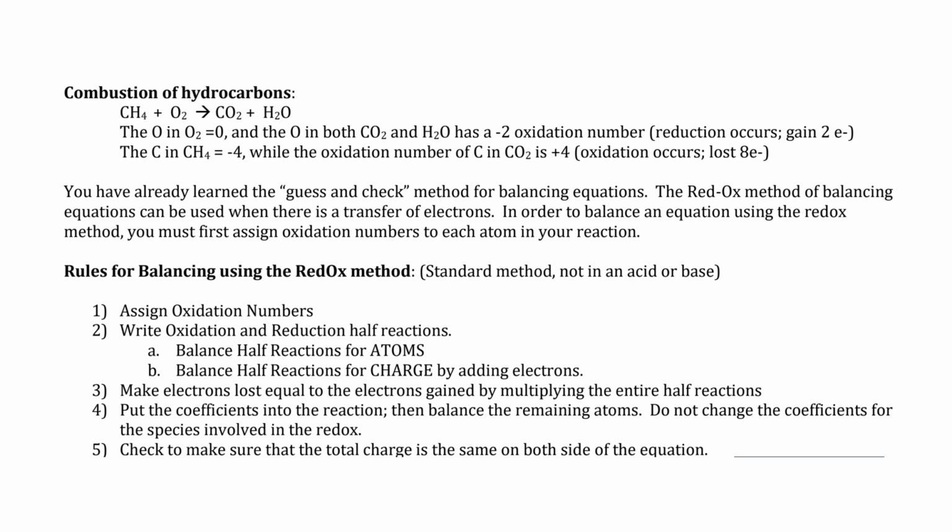So you assign oxidation numbers, you write out the redox half reactions. You balance the half reactions for atoms, balance the half reactions for charge by adding electrons, and make electrons lost equal to the ones gained by multiplying the entire half reaction. You put the coefficients into the reaction, then balance the remaining atoms. Do not change the coefficients for the species involved in the redox. Check to make sure that the total charge is equal on both sides.